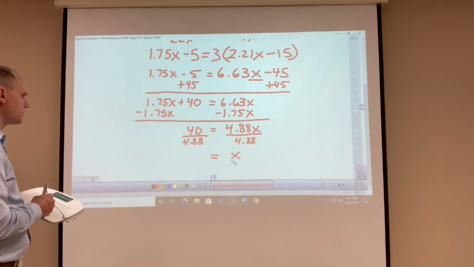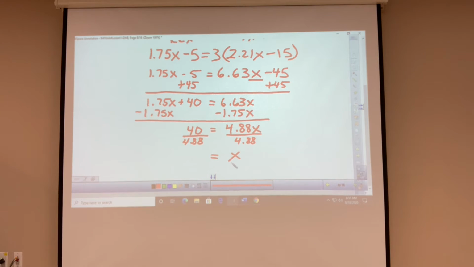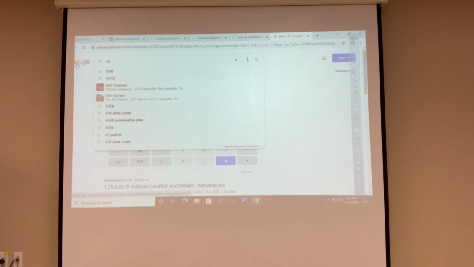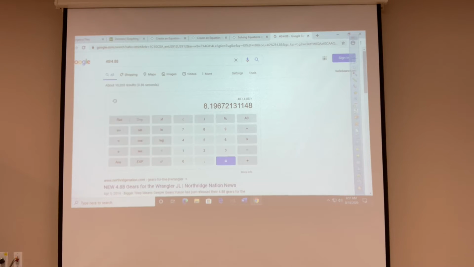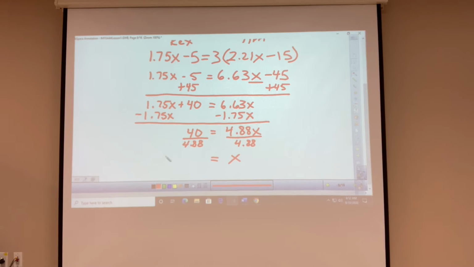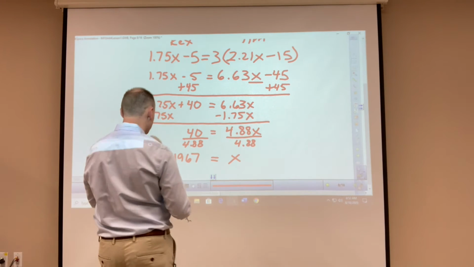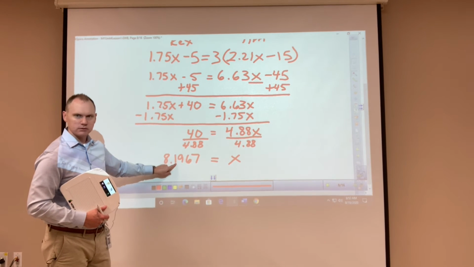That's going to leave us with x over here. And then I'm going to divide, back to my calculator here. 40 divided by 4.88. That's going to leave us with 8.1967. 8.1967 approximately. And you know, depending on the problem, it may say round to the nearest hundredth or tenth or something. Let me remind you, this is the tenth place right here, right?